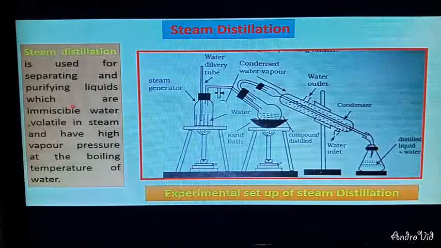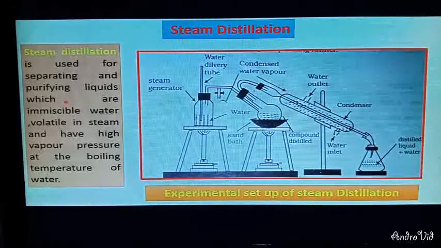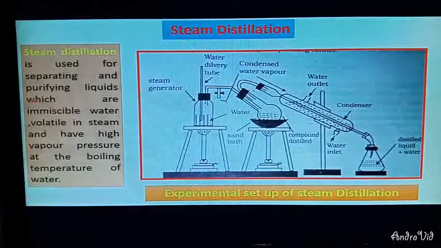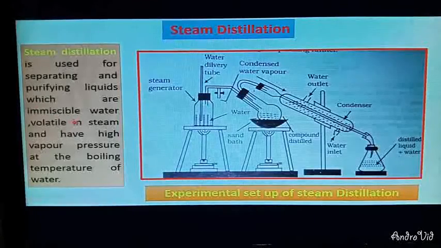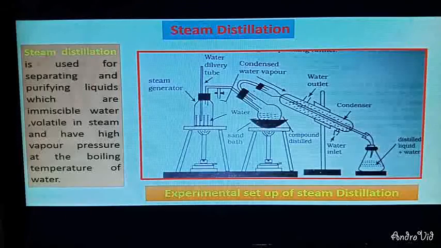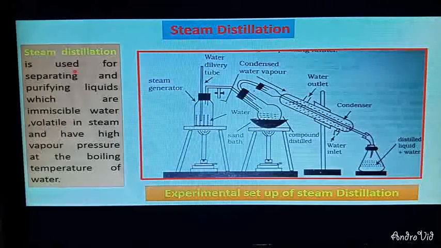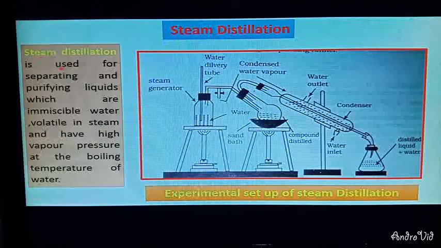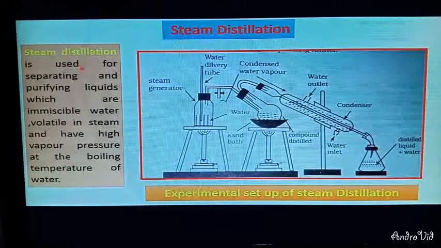If any liquid substance is not soluble in water, the point you have to notice carefully is that the liquid substance must not be miscible in water. It must be immiscible in water. If it is immiscible in water, in that case, by using the steam of water, you can separate the liquid. So steam distillation is basically the process where there is the use of steam. By using steam, the liquid substances can be separated from one another.